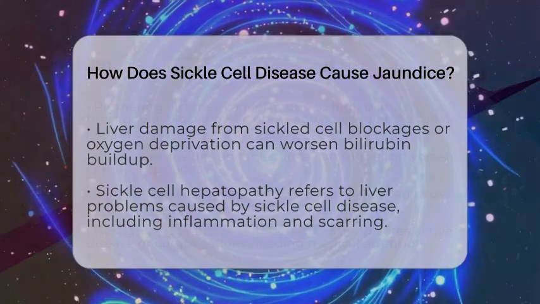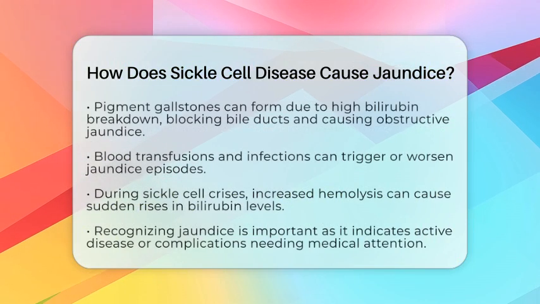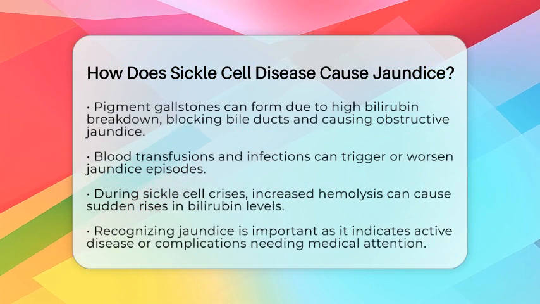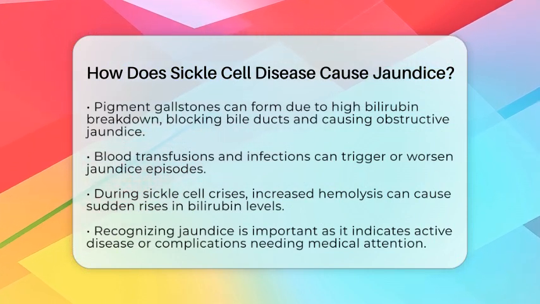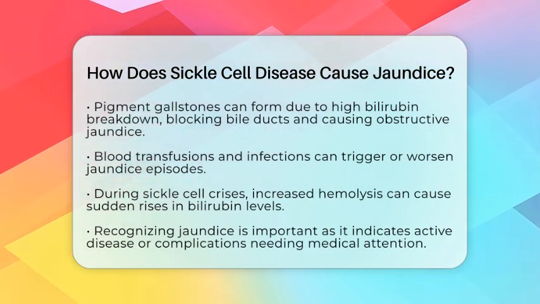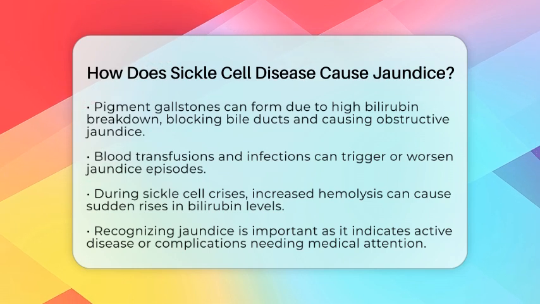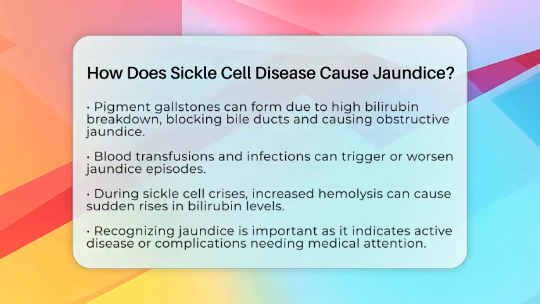During a sickle cell crisis, increased hemolysis can cause a sudden rise in bilirubin levels. Recognizing jaundice in someone with sickle cell disease is important because it can signal that the disease is active or that there are complications needing medical attention.